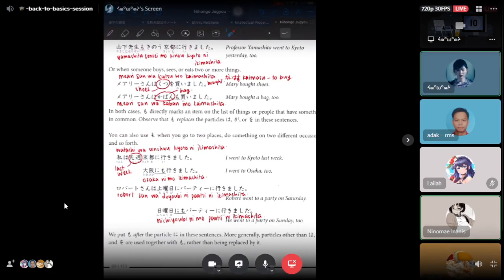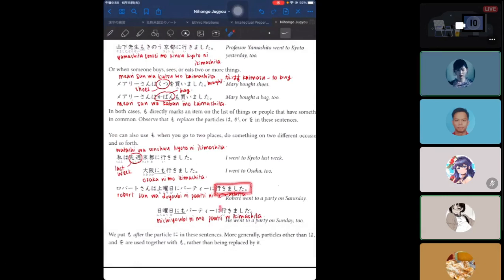So the end of it, the verb they're using is the same, which is 行きました. So that's why you can also use も, which is "too". ロバートさんは土曜日, which is Saturday, パーティーに行きました. So Robert went to a party on Saturday. And then you want to say that he also went to a party again, but on a different date, which is 日曜日. So you can also use も because the verb is the same. So 日曜日にもパーティーに行きました.